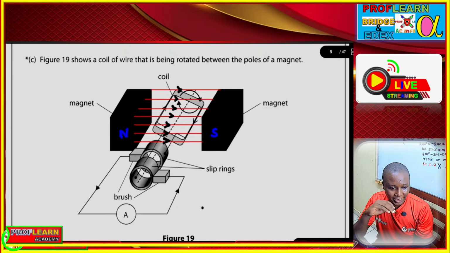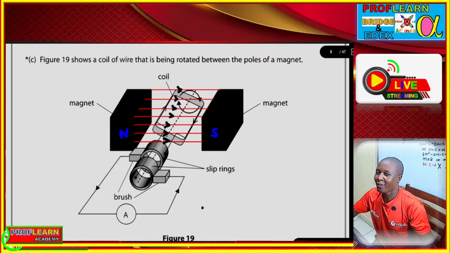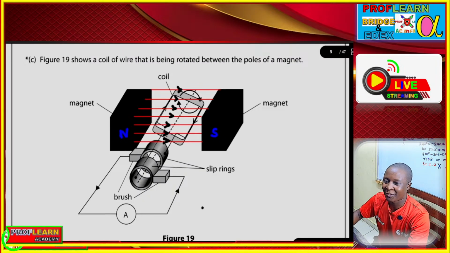Okay, so there is no need for you to be cooked once you have joined Proflan Live. You are not going to be cooked on this. I'm not going to allow that.